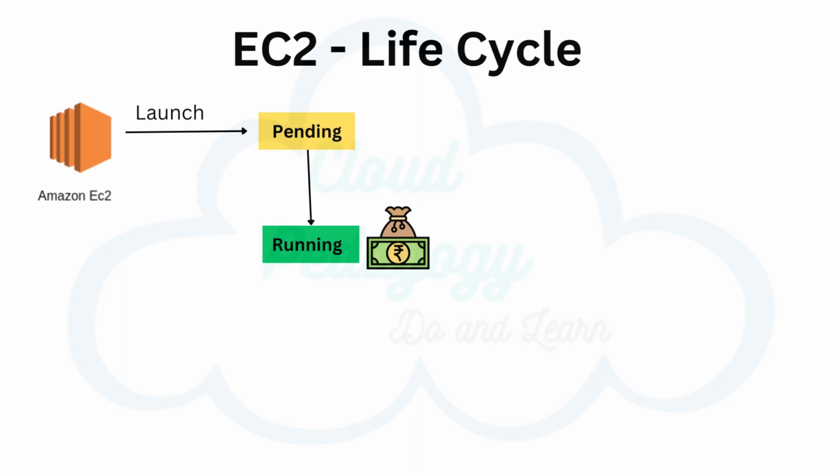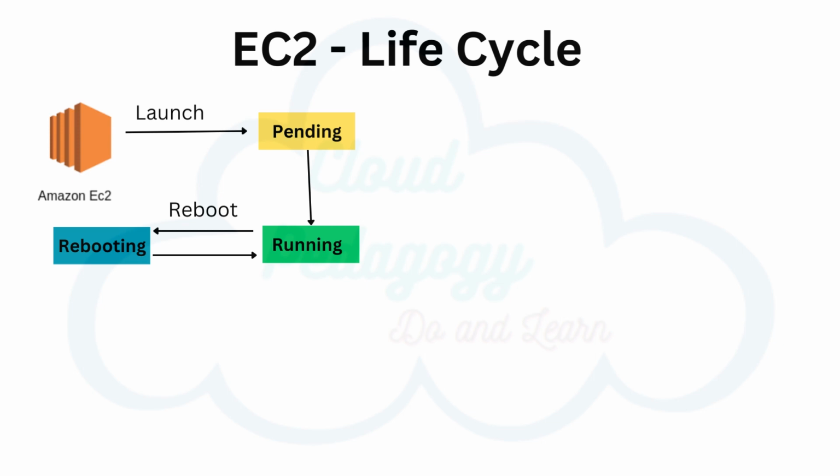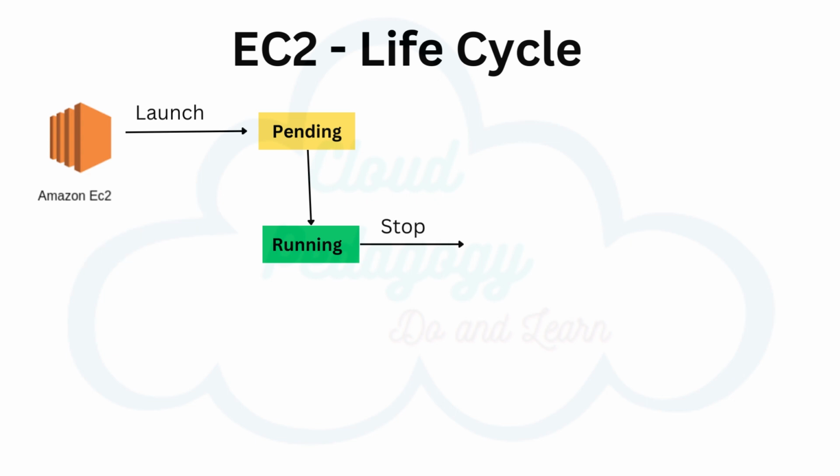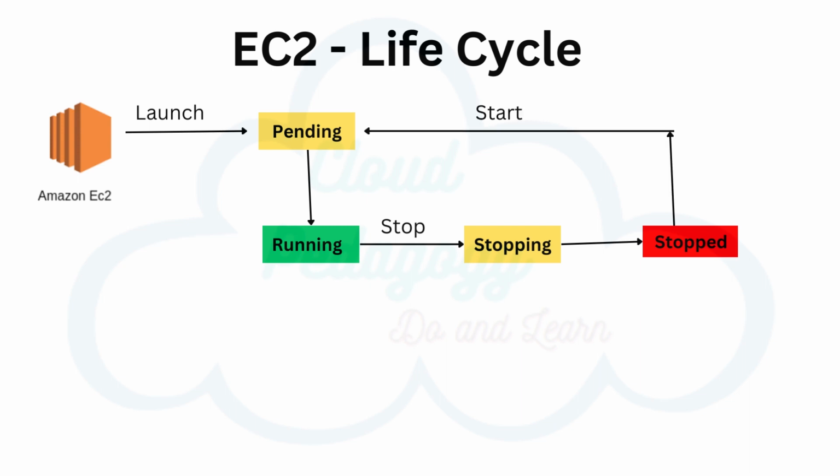From running, you have a couple of different options. You can reboot the instance, which is similar to rebooting, say, your laptop. It turns off and then it turns back on, pretty straightforward. You also can choose to stop your instance. It will enter a stopping phase and then it will enter the stopped phase. Stopping an instance is like powering down your laptop. You can always turn it back on and it will go through the usual boot sequence, moving through the pending state and then back to the running state.